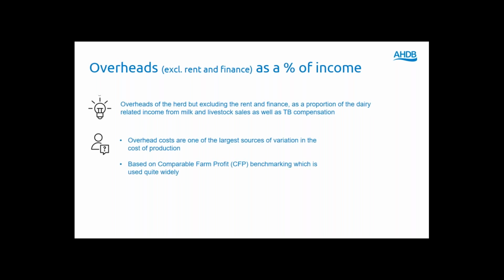What is the rationale behind having overheads in there? Well, I'm sure those of you that have an interest in cost of production will know that overheads, or fixed costs, are the biggest proportion of costs when it comes to cost of production. And we also see the biggest variation between the top and bottom 25% of producers in the overhead costs. That's where we get the biggest variation. So it's a big contributor to the profitability and cost of production.